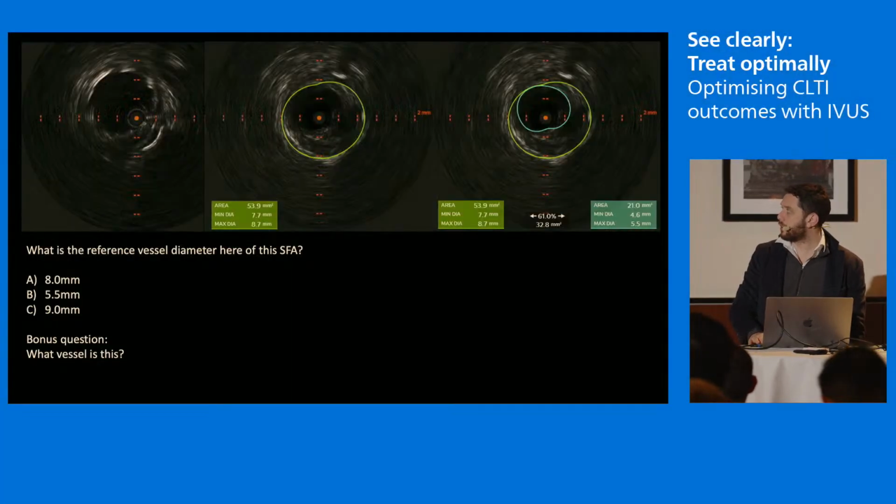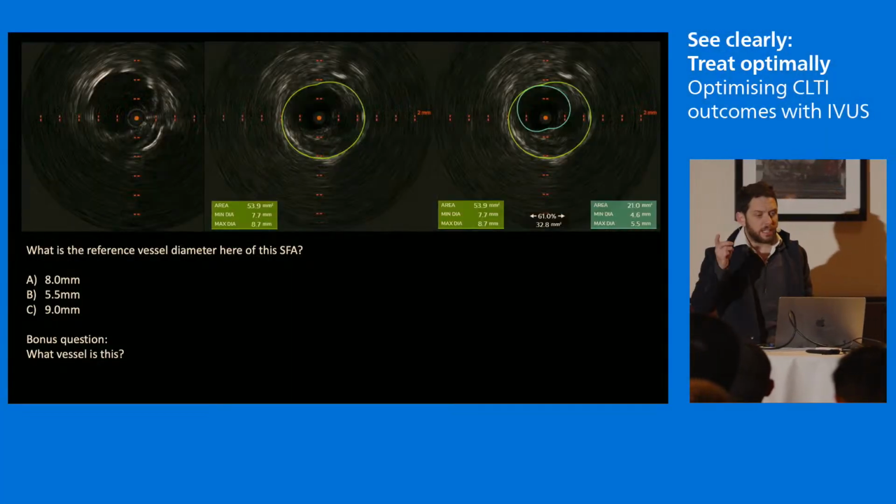So it does work. Well, we can do this, this is just a trial run. So what is the RVD of this SFA?